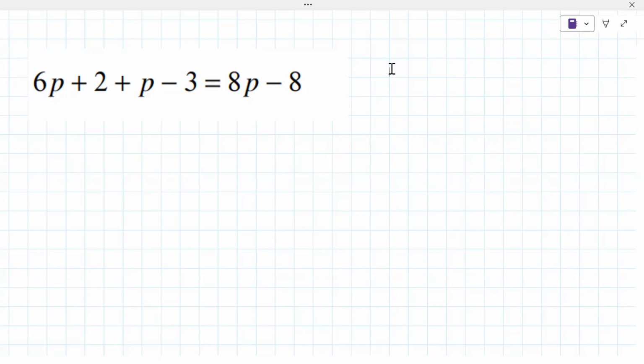So then you get 7p plus or minus 1 equal to 8p minus 8. Subtract 7p. You have p equal to 7. P equals 7. Okay, so p equals 7. Did you check your answer?